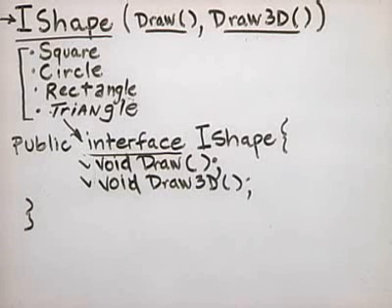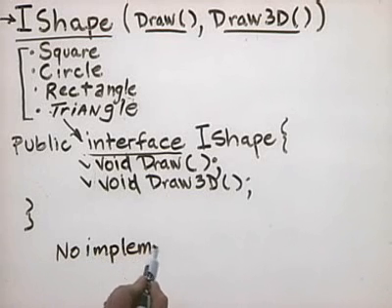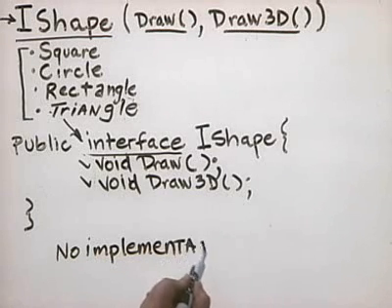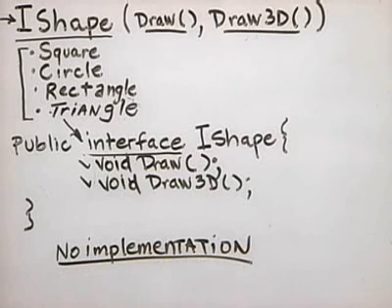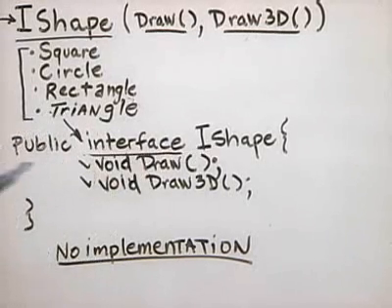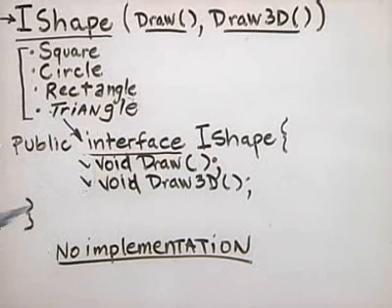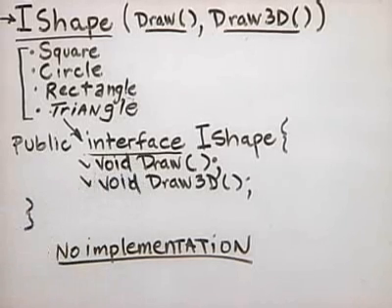Keep in mind that interfaces have no implementation. That's one of the main characteristics of an interface, is there's no code inside. It really just stores a public interface. When you implement IShape, what you've agreed to do is take all the methods inside of IShape and implement them, meaning that you're going to put code behind all of these methods.